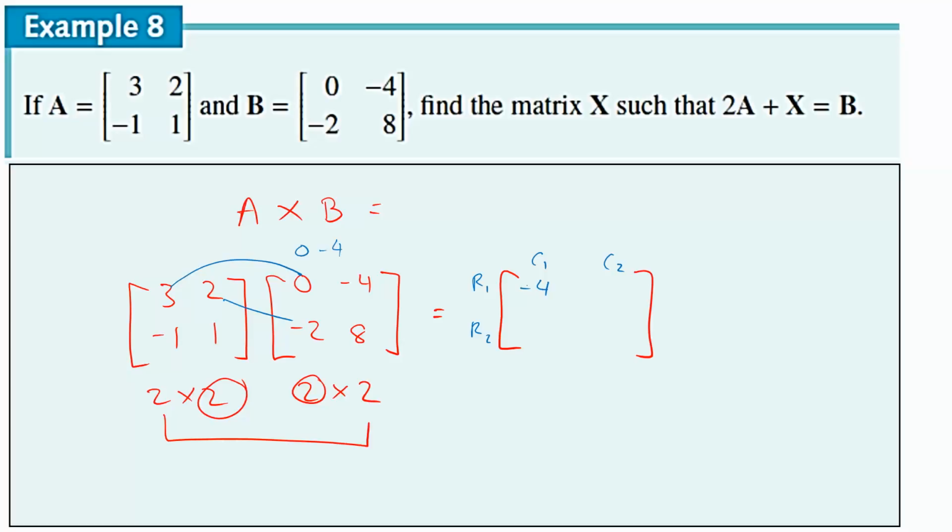Row 1, column 2. What's my value, Amy? I want to know what my value would be if I expanded this. What would it be? Wait, did I call out the right person? Amy? So I'm asking you to expand, multiply these two. I want to know what row 1, column 2 is equal to.